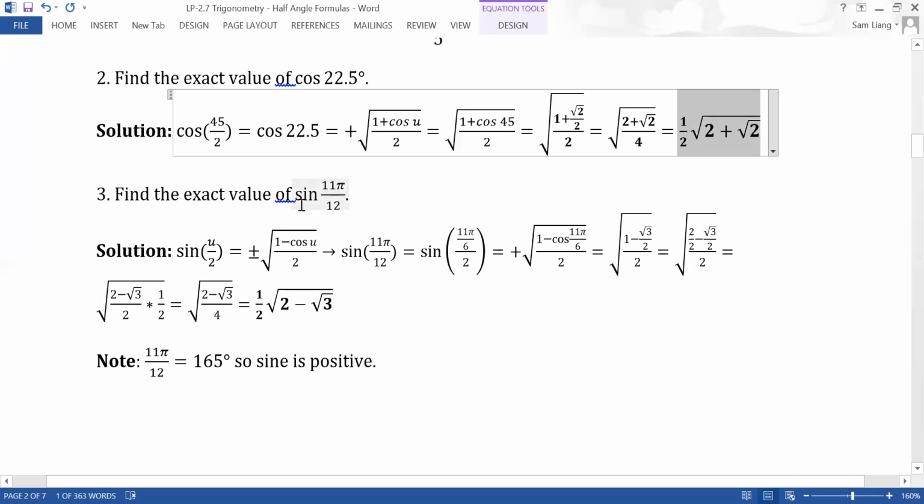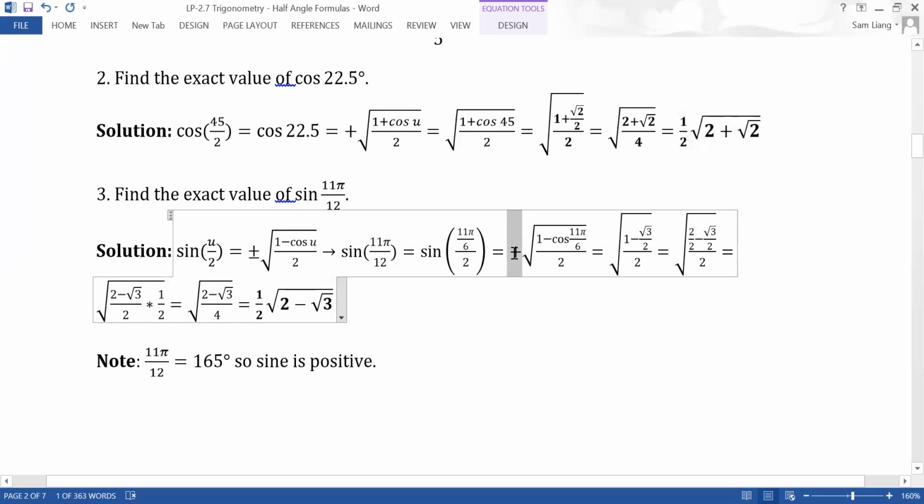For question 3, we have find the exact value of sine of 11π over 12. So we're going to use the half angle formula again, obviously. And this can be seen as 11π over 12 is 11π over 6 divided by 2. And this is going to be the positive option because 11π over 12 is equal to 165 degrees. So that's quadrant 2, and sine is positive there.